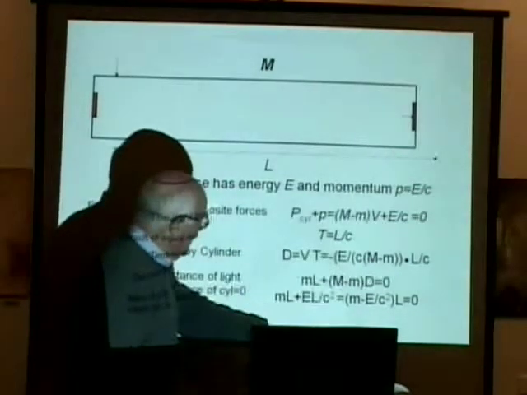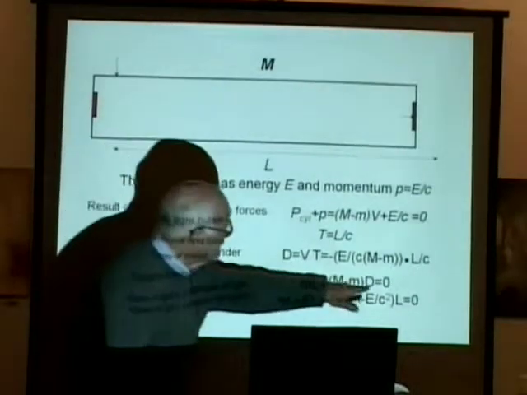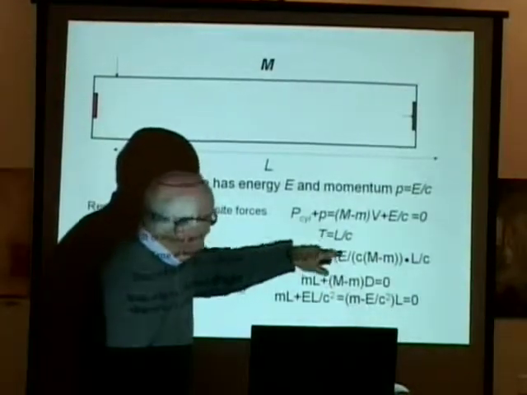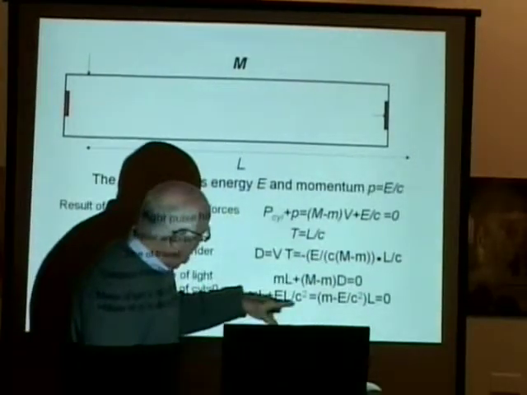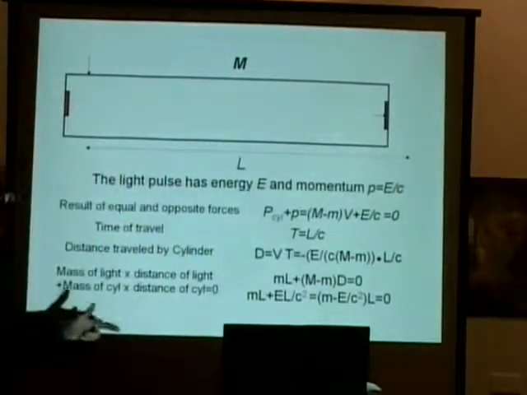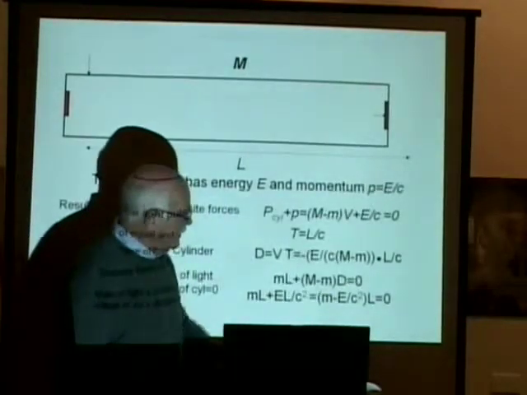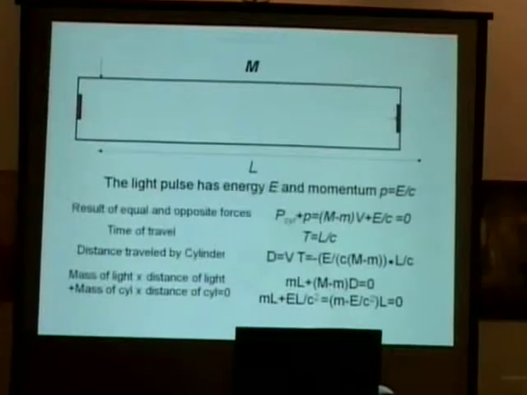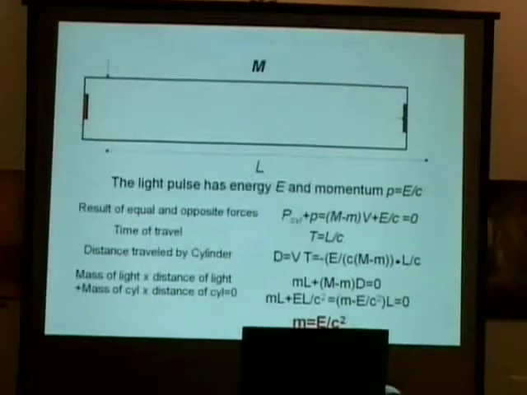So if we put in the expression here for the distance that the cylinder moved, this cancels with the mass right there, and we have E times L and C times C, so we have E times L over C squared. Now if we take an L out of both of those, we have M minus E over C squared, that whole quantity, times L equals 0. Well, we sure know L isn't 0, so we have shown M is equal to E over C squared. Yay!